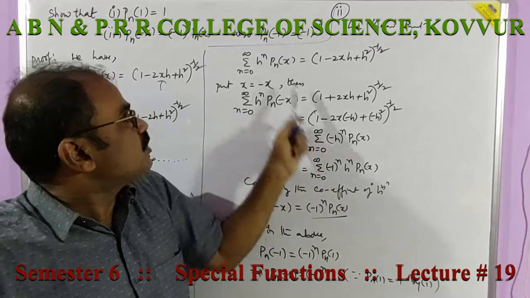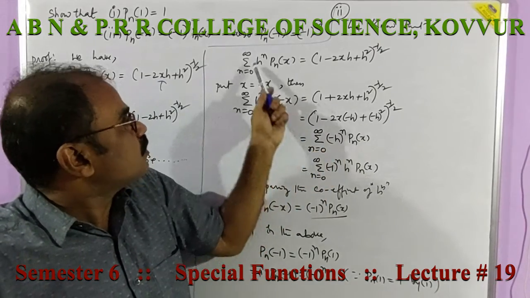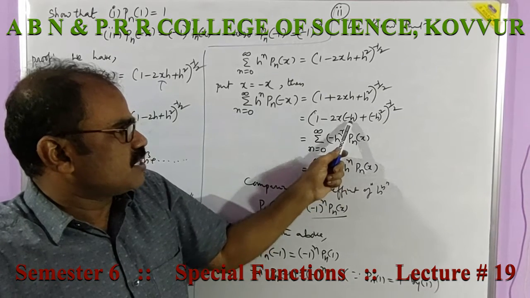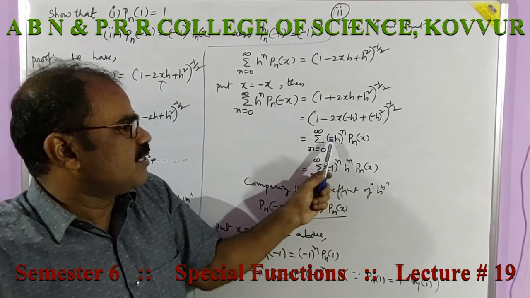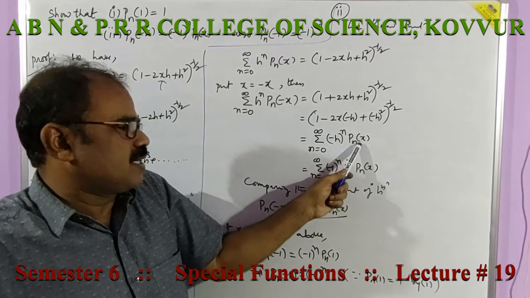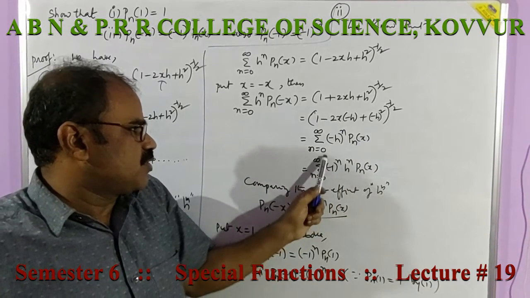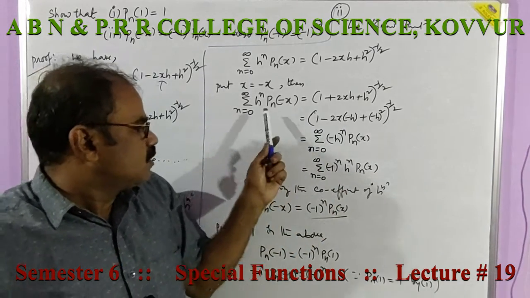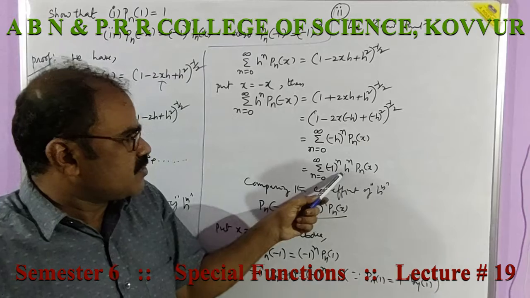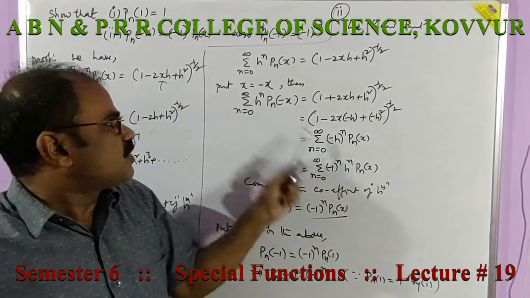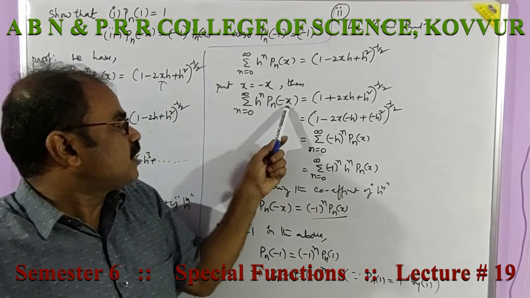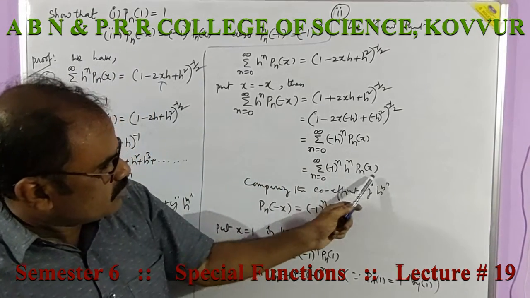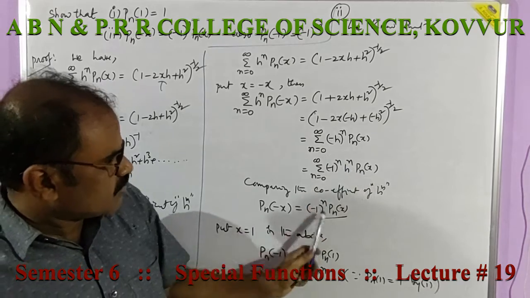Sigma n = 0 to infinity, in place of h you have minus h, therefore sigma n = 0 to infinity (-h)^n Pn(x). This can be written as sigma n = 0 to infinity (-1)^n h^n Pn(x). Left hand side you have this, on the right hand side you have this one. Comparing the coefficient of h^n on both sides, what you will have? Pn(-x) is equal to (-1)^n Pn(x).